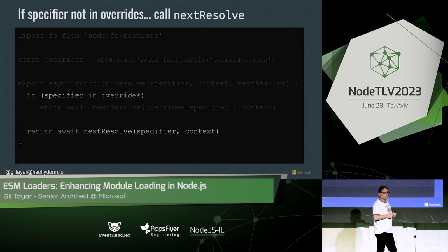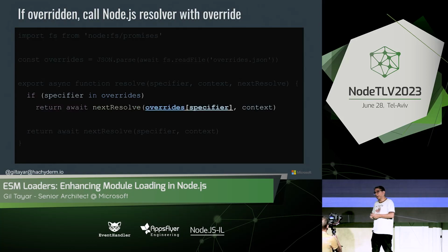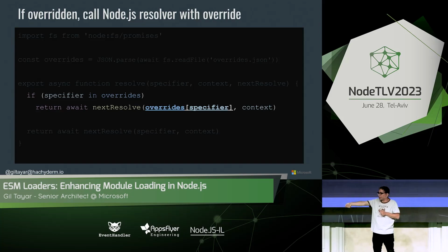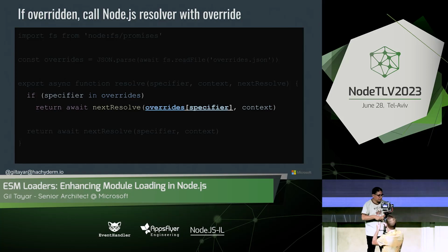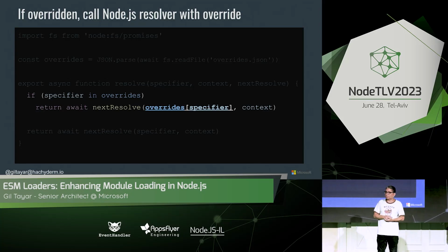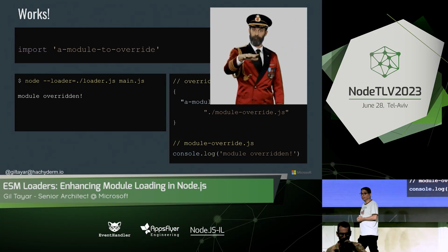So, what do I do? If I get a specifier, I check whether it's in the JavaScript object. If the specifier is in overrides, I say, okay, I go to nextResolve. I don't know how to resolve, but I can give it over to nextResolve, but I won't give it the specifier. I will give it the mapping of the specifier to whatever is needed, and I call nextResolve. If the specifier isn't in overrides, I just call nextResolve with the specifier as usual. And boom, not gonna do live coding because I'm a chicken.